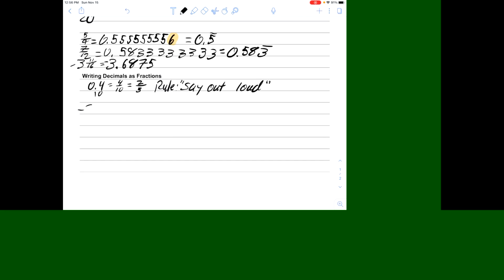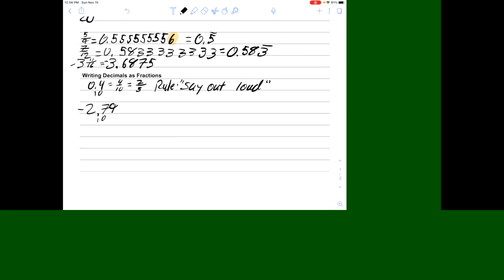Now, if you have a number like, say, negative 2.79, well, in this case, if I were to follow the same rule and I put a 1 under the decimal and zeros under everything else, I get 79/100. But it's really important that we remember that negative 2 as well. In this case, 79/100 does not simplify, so we would be done.